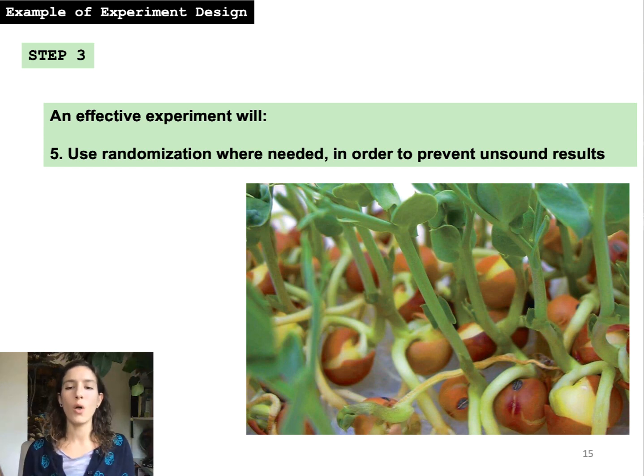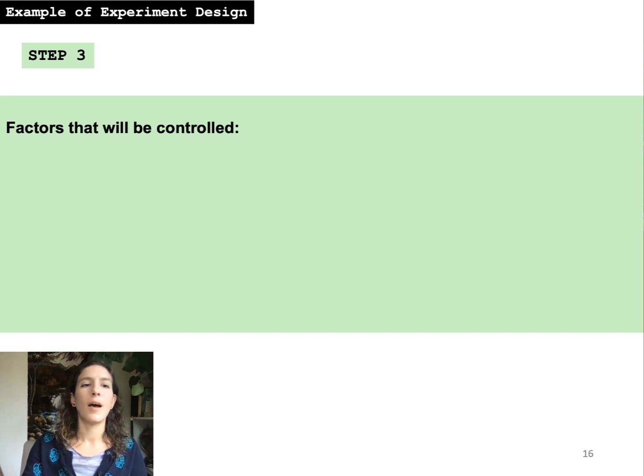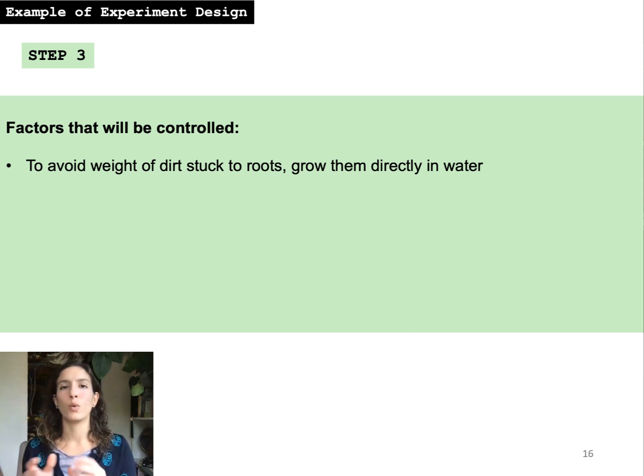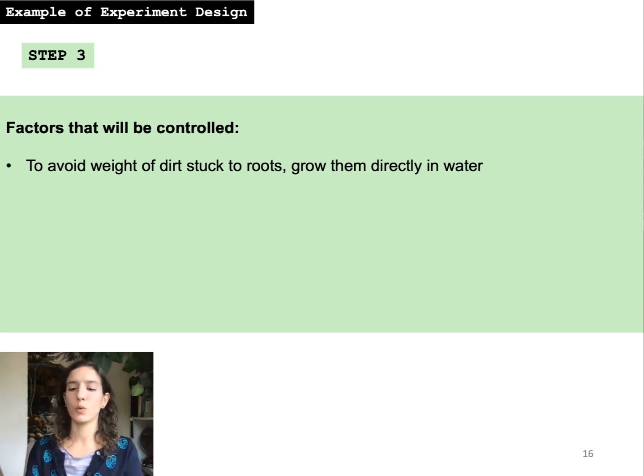We need to control for all external factors and have everything be as identical as possible between replicates, except for the one thing that we're manipulating. So here, except for the fact that some of them will be covered by a shaded covering. Okay. Step 3, factors that will be controlled. Some other things that I need to control for here: since I'm going to be weighing roots, and since roots will have different amounts of dirt attached to them, we need to avoid the varying weight of dirt stuck to different roots. And so I'm just going to grow them directly in water to have clean roots.